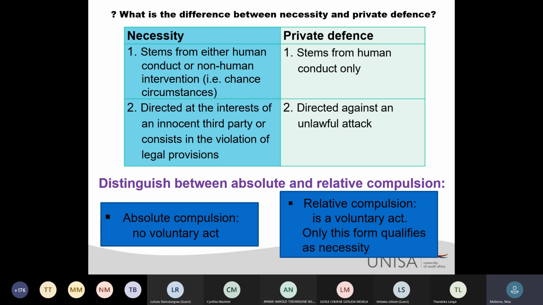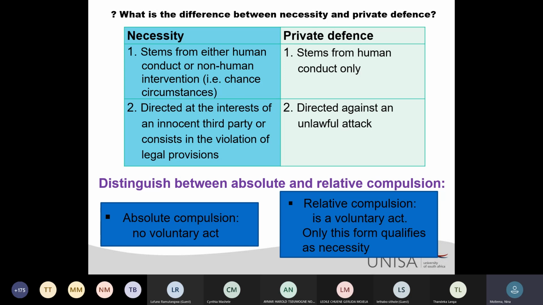With absolute compulsion, there's no voluntary act at all. You can still remember that example I gave about the big man holding the tiny little girl from behind, putting a knife in her hand and stabbing somebody else. That tiny little girl cannot act at all. There's no voluntary act there. So this is, again, just to show you that it all works together in this guide. We have already spoken about absolute and relative force or compulsion, and here we get it again. And with relative compulsion, necessity only qualifies where the person can still choose between two evils.